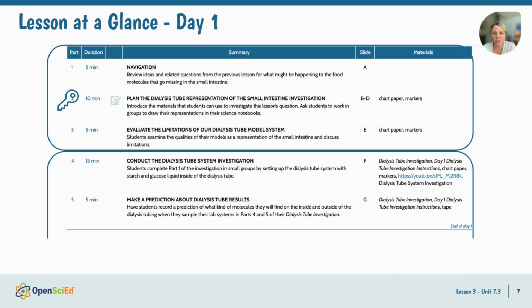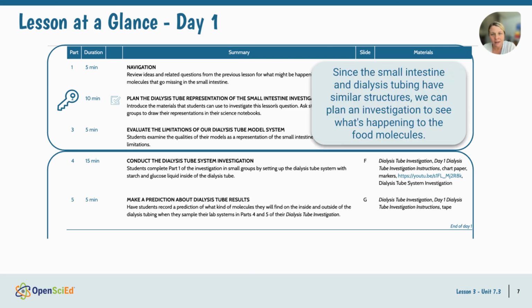The first sense-making chunk happens within about the first 20 minutes of class. Here the students navigate to today's lesson from their wonderings from Lesson 2. They plan out their investigation on how they can figure out why the food molecules seem to be disappearing. They evaluate the use of the dialysis tube as a model for this investigation, and they decide that the dialysis tubing will be a suitable replacement for the human small intestine so we can conduct our investigation.